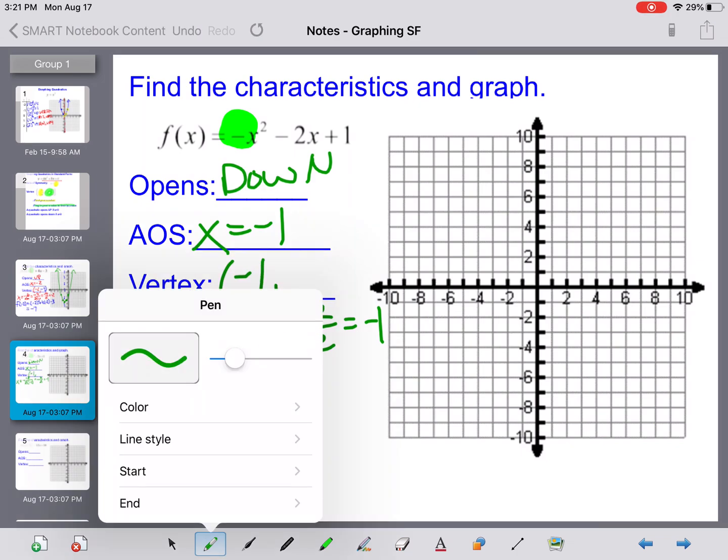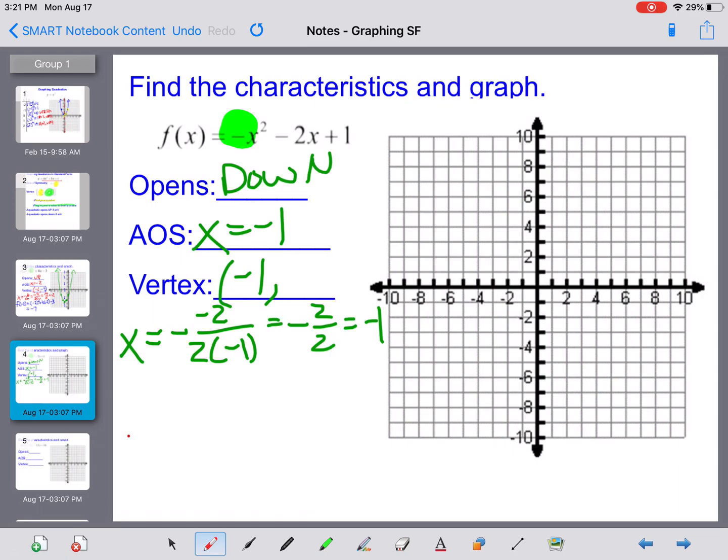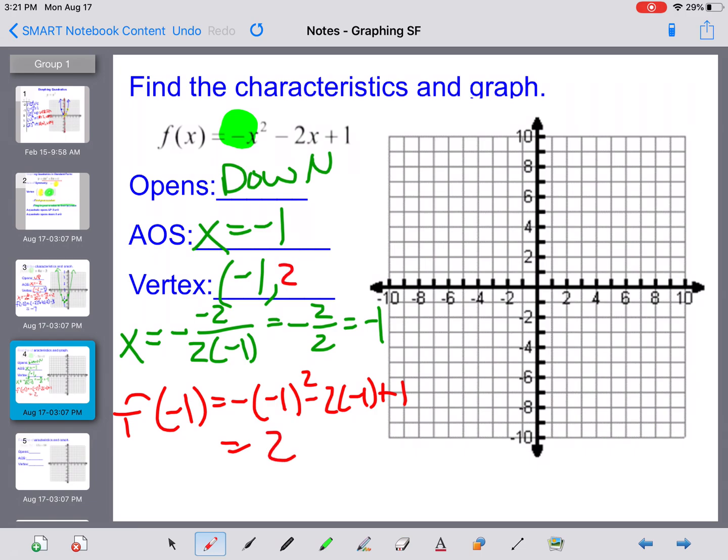So our axis of symmetry is x equals -1, and our vertex x value is -1. Now we need to plug back in to find our y value. So f of -1 equals -1 squared minus 2 times -1 plus 1. And when you do that, you should end up with 2. Same kind of deal. We're going to go to -1, positive 2. We have our point. Now, a is less than 0. It is -1. And so then that means that we're going to open down.